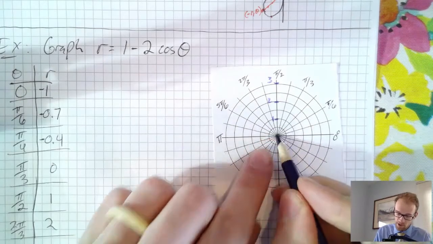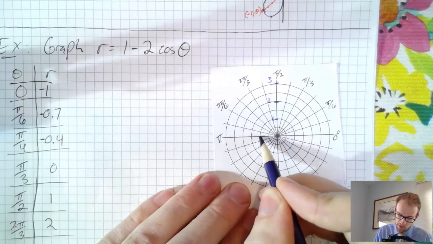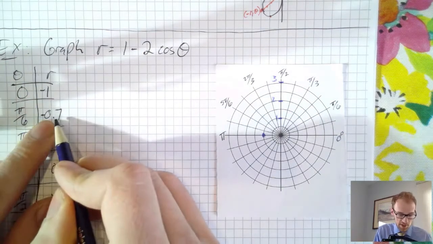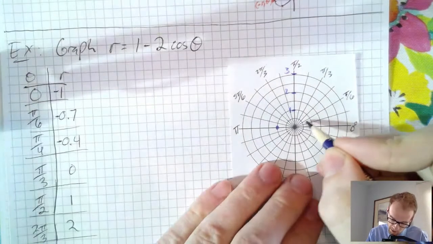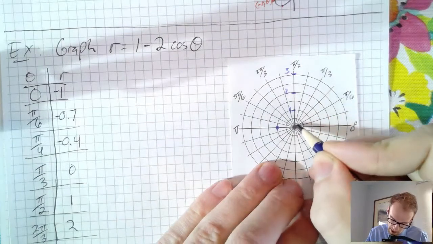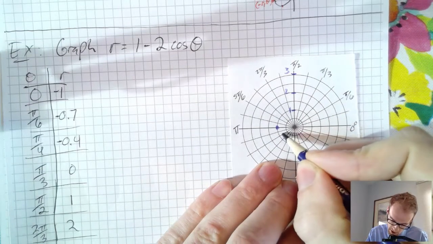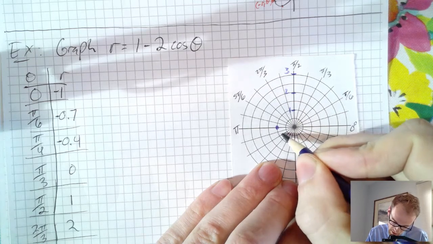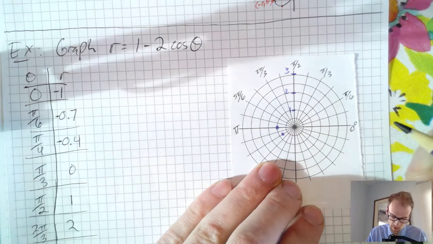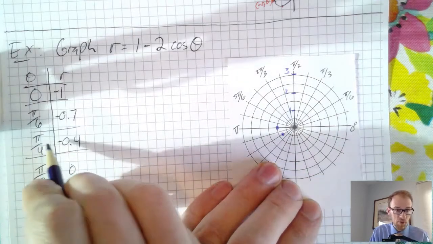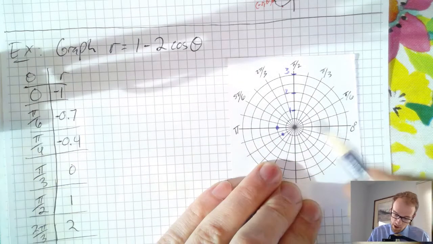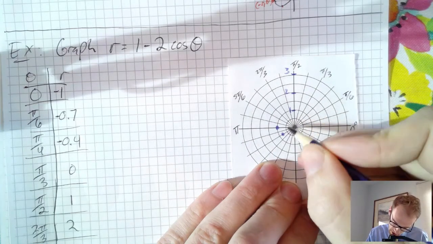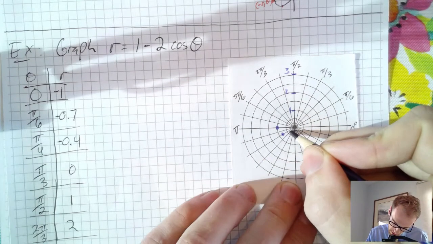Okay. So 0, -1. 0, I'm facing that way, I go backwards 1, so that would be this point right here. And then pi over 6, -0.7. So pi over 6, I'm facing this way, -0.7 would be backwards, so maybe right here. Okay. And then pi over 4, -0.4. Pi over 4 is this angle, -0.4 would be maybe right here.